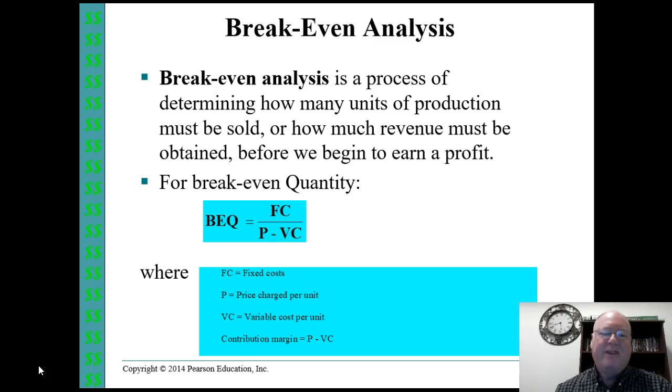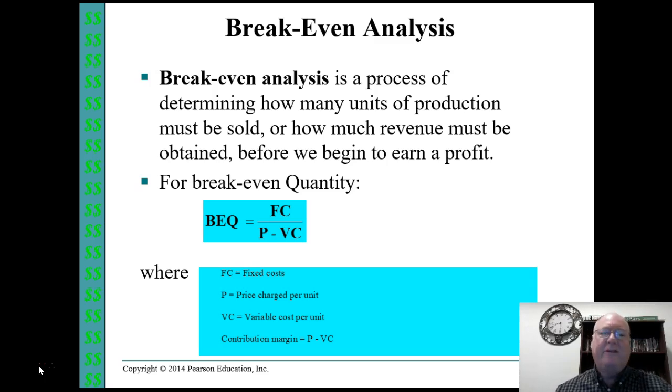So let's use our example that we just talked about. If the fixed cost was $100, because that's the salary that we wanted to take, and our price charged per unit is $15 per cake minus the cost of that cake of $5, that means the denominator is $10. So the fixed cost of $100 divided by the contribution per cake of $10 equals the break-even quantity of 10 cakes that we have to sell.